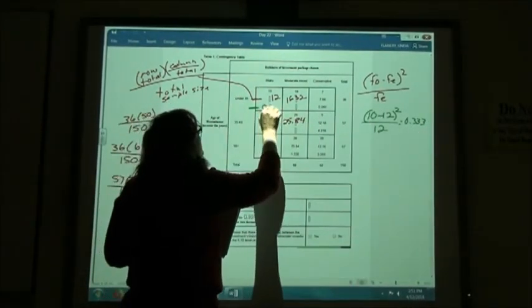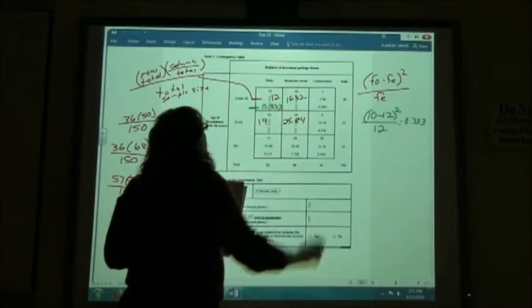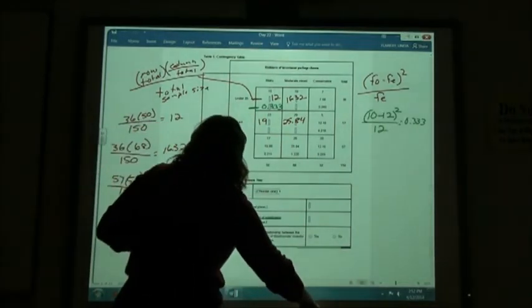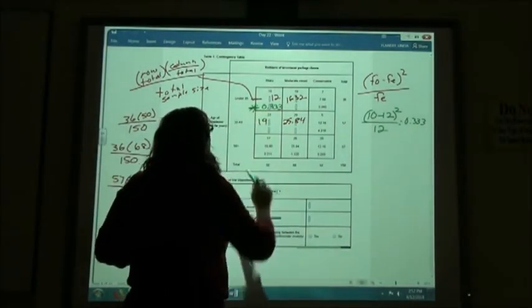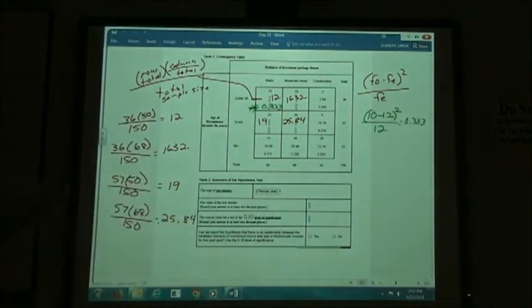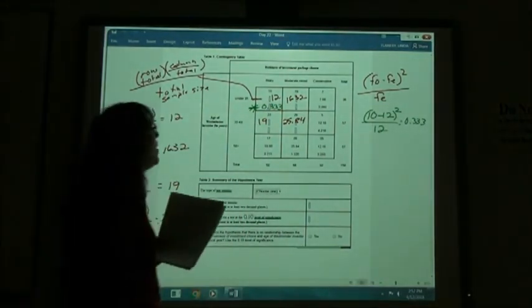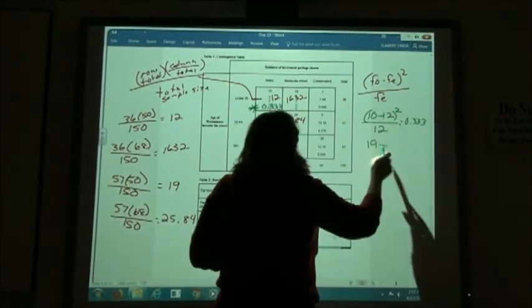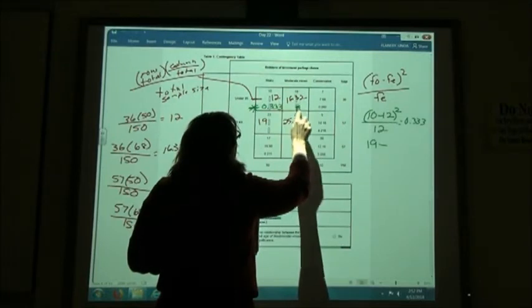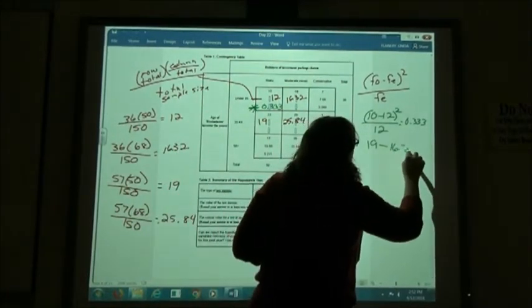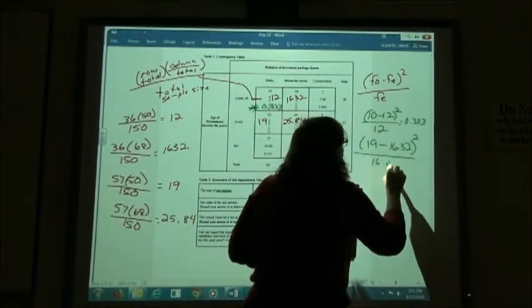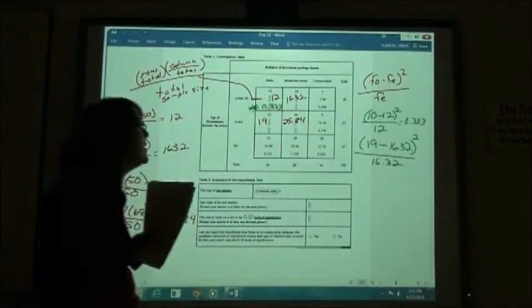So we're going to put in 0.333 because it says to round it to 3 decimal places. Make sure you don't think these are negatives. There, I'll make it an asterisk instead so you don't think it's a negative. On the next one, my observed frequency is 19 minus my expected frequency, 16.32. I'm going to square that and divide it by my expected frequency of 16.32.